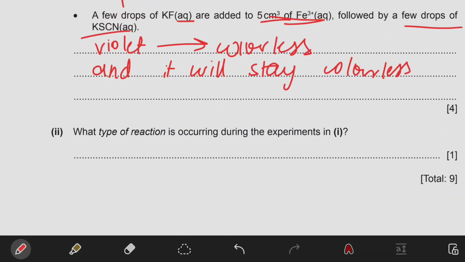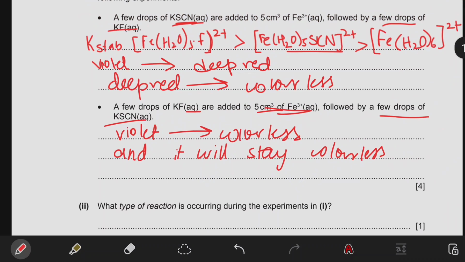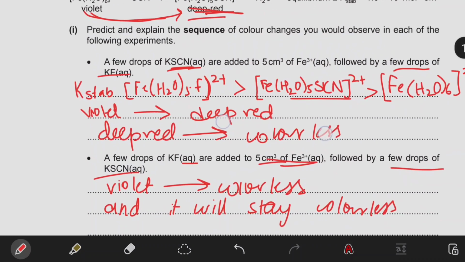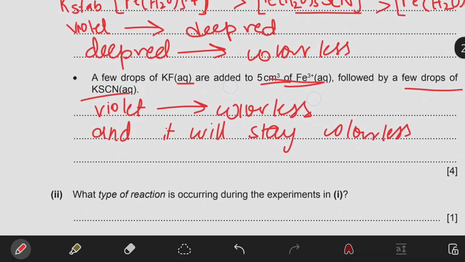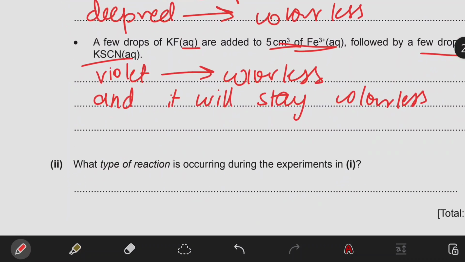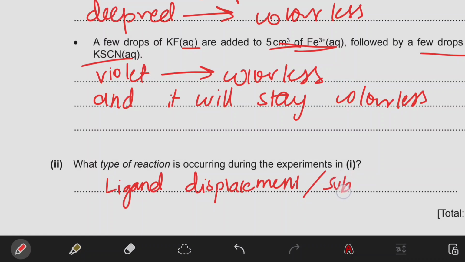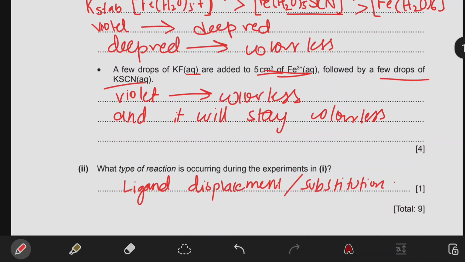What type of reaction is occurring during the experiments in part 1? Since this part was related to the transition metal complexes, it definitely is ligand displacement, or you can say ligand substitution reaction. But ligand should be there. That's it for this paper.